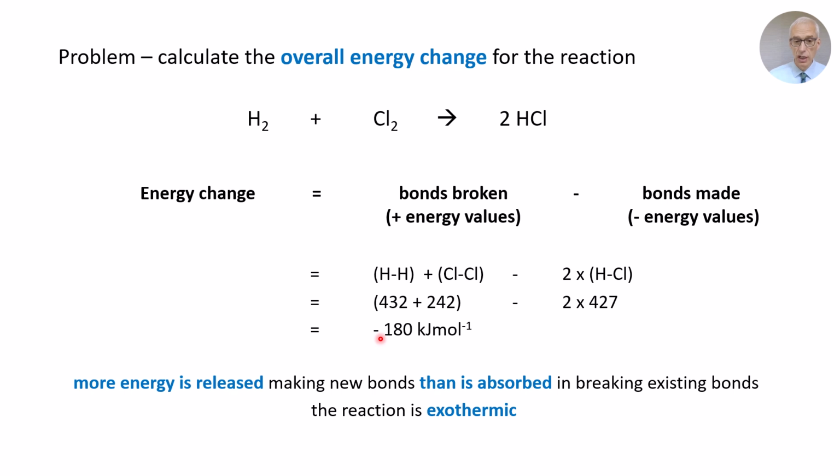So in words, we may be asked, what does this value mean? Well, it means that more energy is released on making the bonds in the products than is absorbed in breaking the bonds in the reactants. The reaction is exothermic and it has a negative sign.